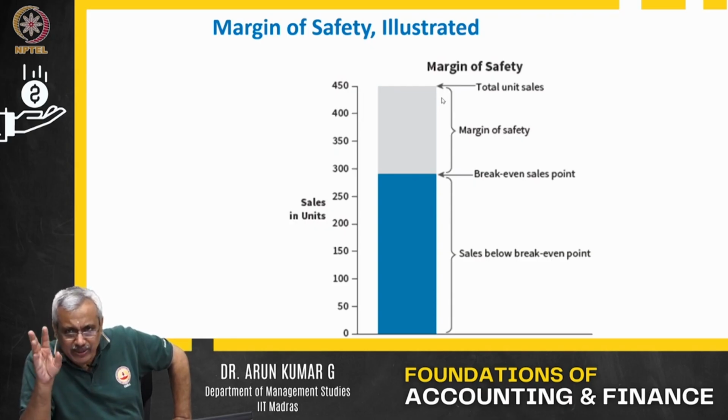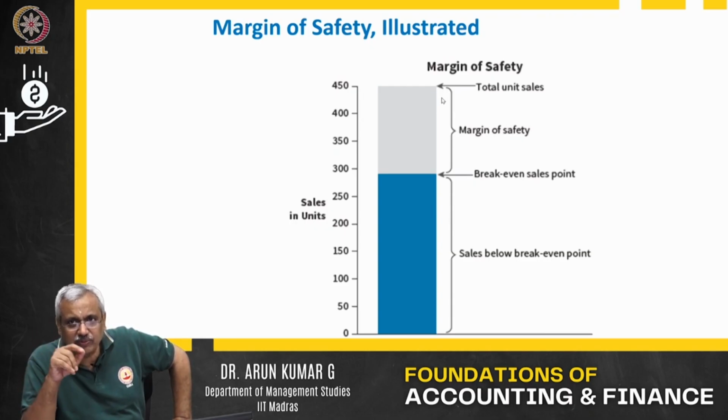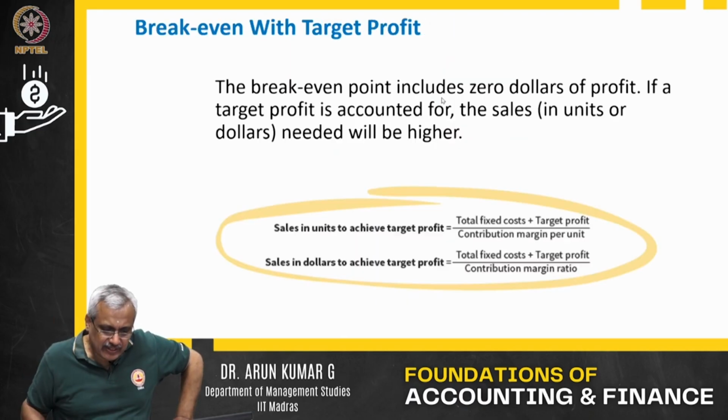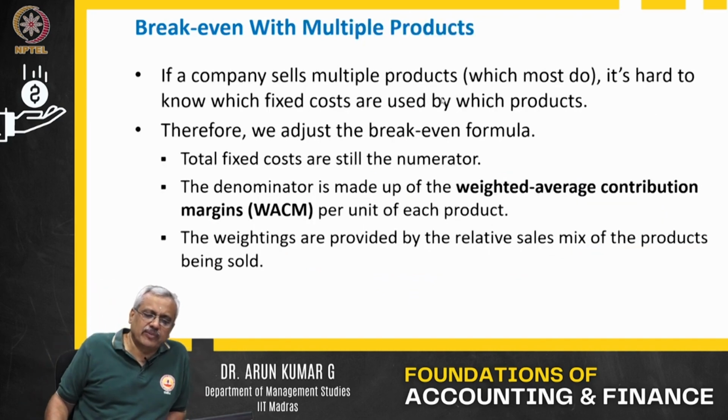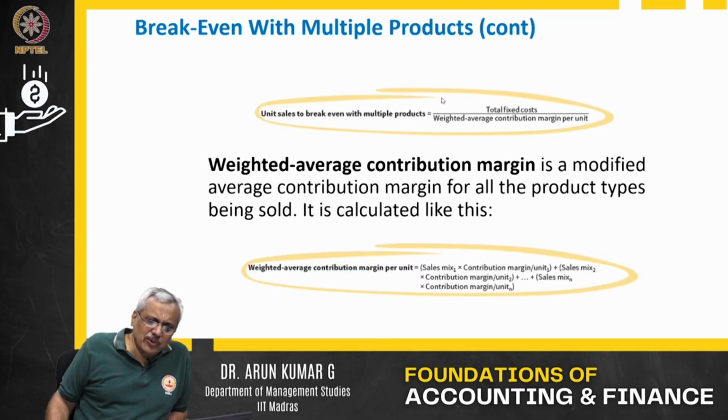If it is a number of units, yes, it is a number of units. If it is in dollar terms or rupee terms, yes. If it is in percentage terms, yes, it can be in percentage terms. That is what we call margin of safety. So, I just talked to you about break even with the target profit. Given this, I am going to move to the next topic.